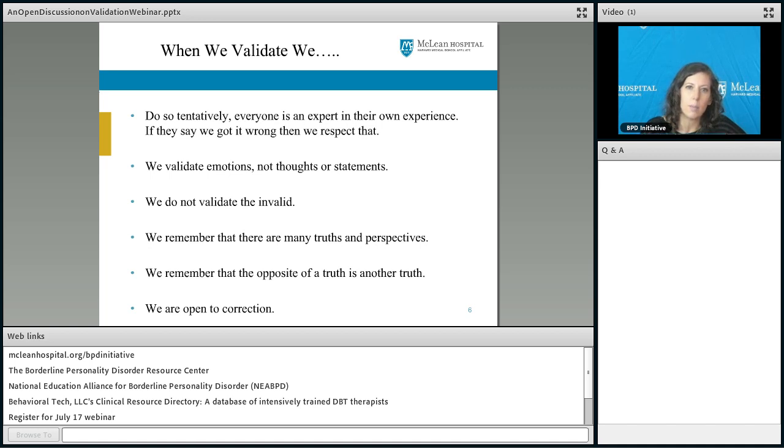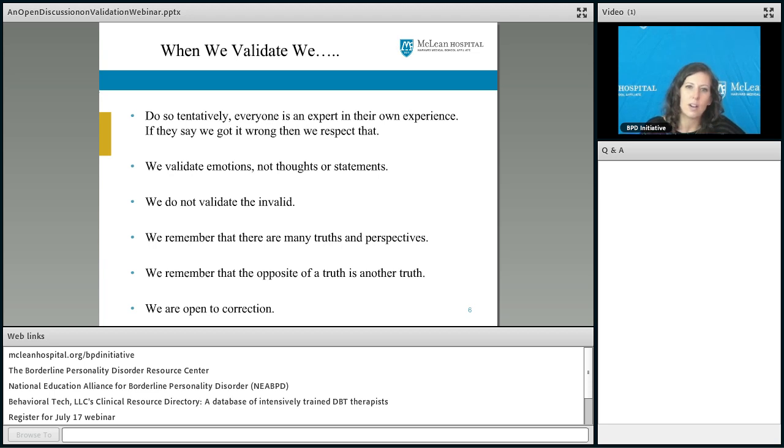We really want to focus on validating emotions, not thoughts, not statements, and not beliefs. We want to do the best that we can to think about how that person is feeling, okay? We don't validate the invalid, and there have already been some questions about this. This is a tricky thing. One of the really challenging things with validation is that we actually have to sort out what we are validating, okay? Things that are not true are not going to be things that we validate. The challenge is we may need to work on figuring out what the emotion is behind those things.